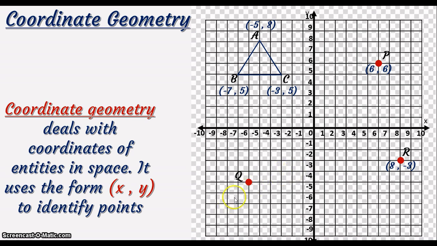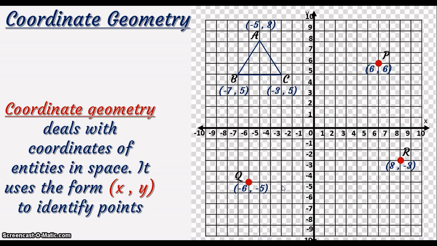Now let's look at the coordinates of Q. This is Q, of course. Q, x before y. Remember that, x before y. So the x value is -6, y value is -5. So the coordinates of Q would be -6, -5.